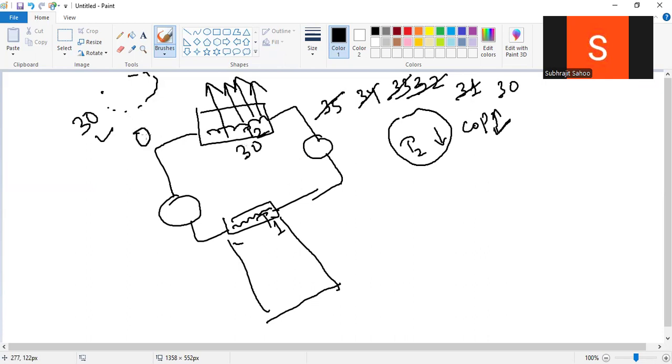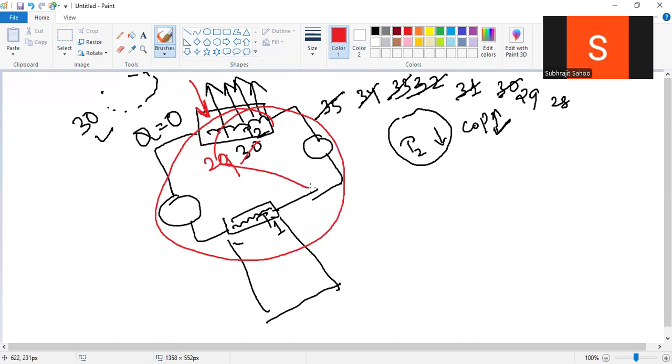Surrounding 30, no heat transfer. Now, COP should increase, so 29 or 28. What will happen? Instead of heat moving in this direction, now this temperature becomes 29, whereas outside temperature is 30. Instead of heat transfer in this direction, heat transfer will be done in the reverse direction. Then what will happen? It cannot be rejected. My system is going to fail. My machine is going to be a total failure.